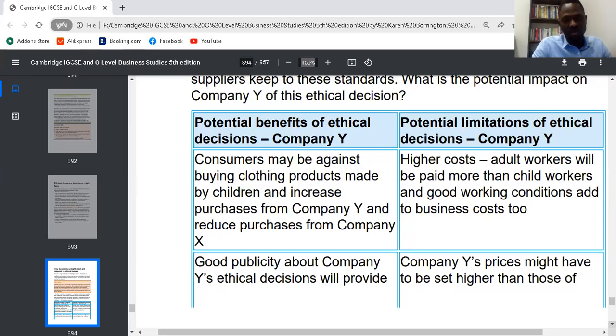Potential benefits of ethical decisions. They are using the case study to explain, but I'm not going to use the case study. I'm going to explain. What are the benefits of taking ethical decisions? It makes consumers want to buy from you, especially consumers that are conscious about ethical stance. Because they are conscious about it, they always want to buy from you. They will stop buying from businesses that are not ethical. That's the first point.